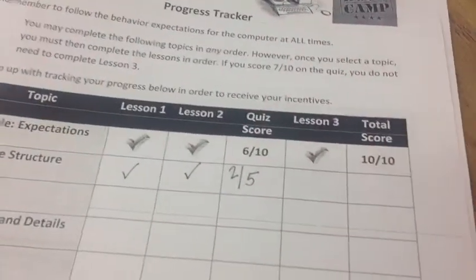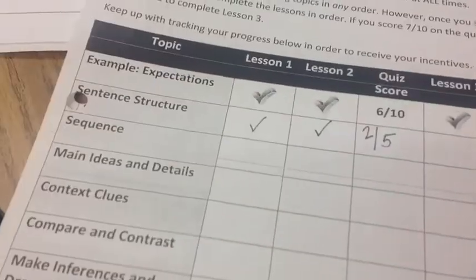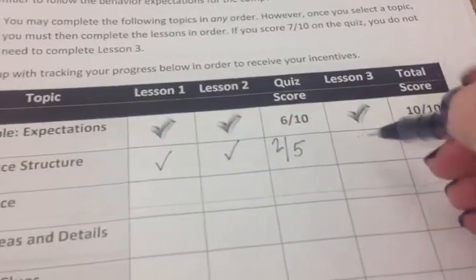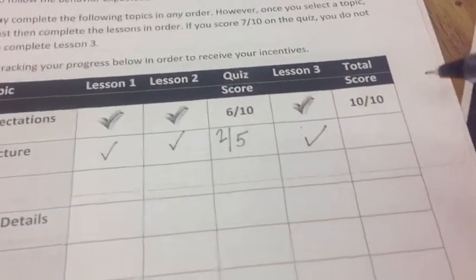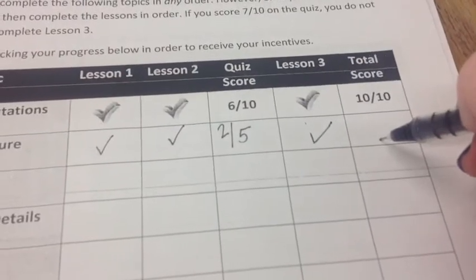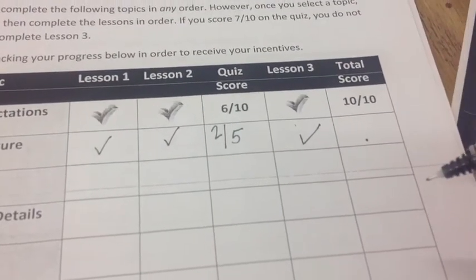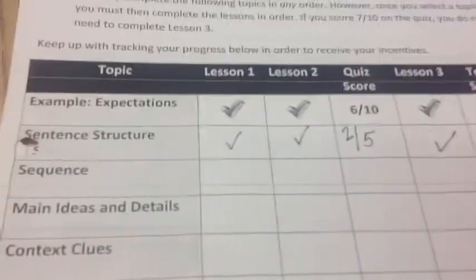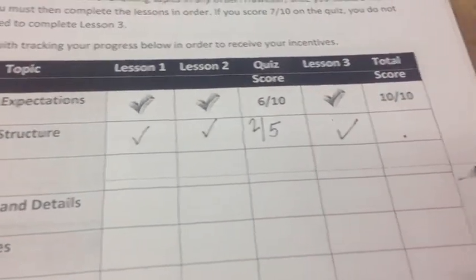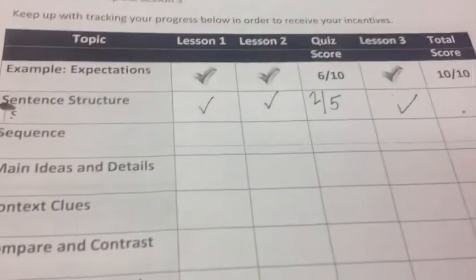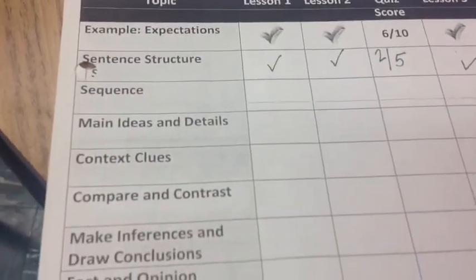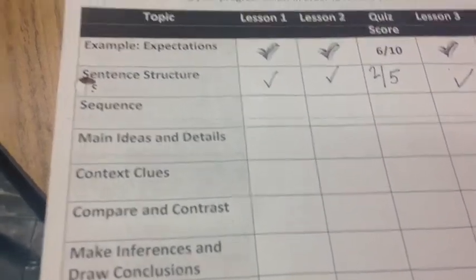Okay, now that I am done with sentence structure number 3, I'm going to come over here to my sentence structure row, and I'm going to check off sentence structure lesson 3. Right here on your total score, this is where Miss Antonsen or Miss Donaldson will, after we check your packet, all 3 of your lessons and your quiz on sentence structure, indicate a total score for you. Okay? Now you are ready to choose the next lesson you want to choose.